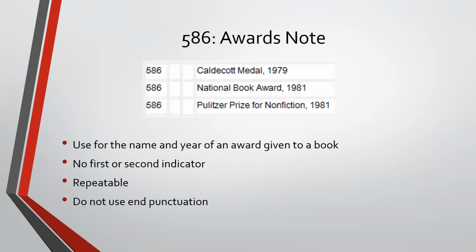Another useful book note is a 586 awards note. There's no indicators. It is repeatable. You just want to enter the name of the award it's received and the year that it was given. These notes tend to be keyword searchable in most ILS and discovery searches. So if I go into our library catalog, I can do a keyword search that'll turn up everything that's gotten the Caldecott medal. That's at least everything that's been entered with a 586 note.